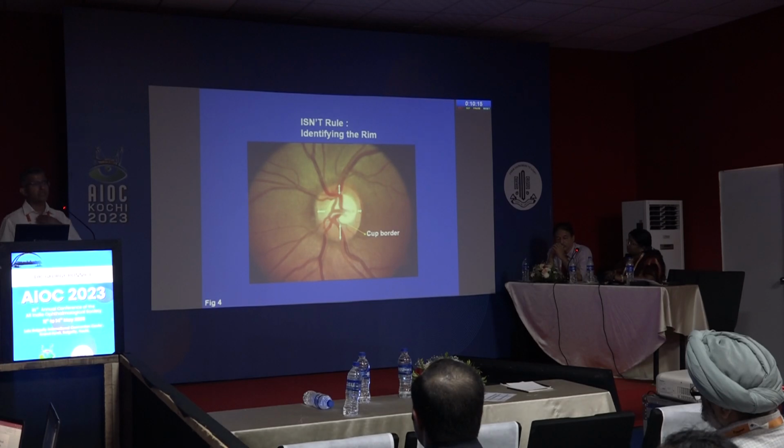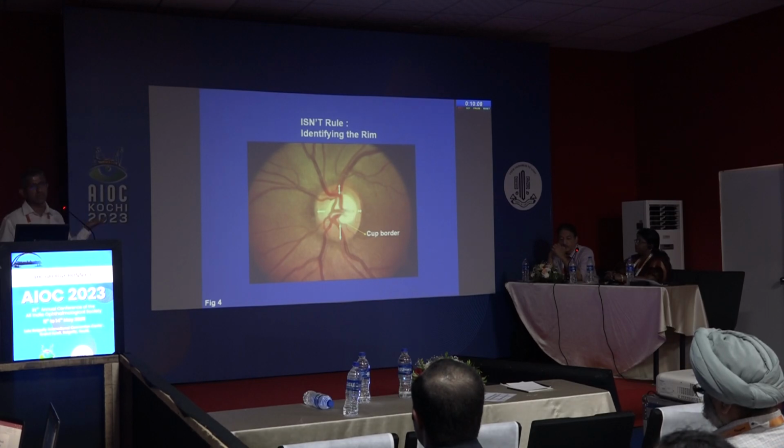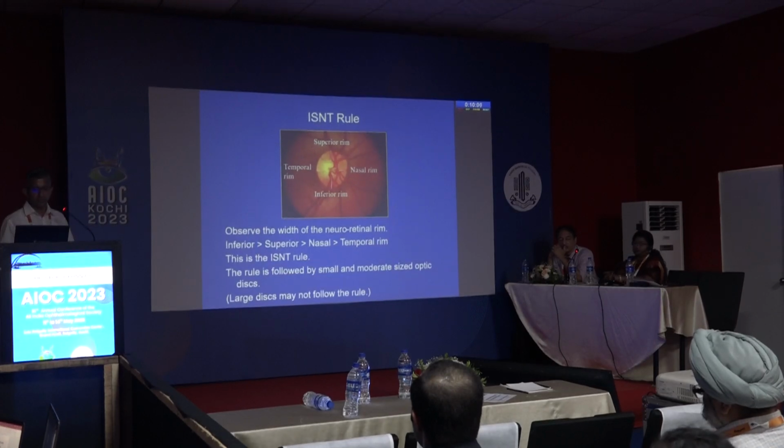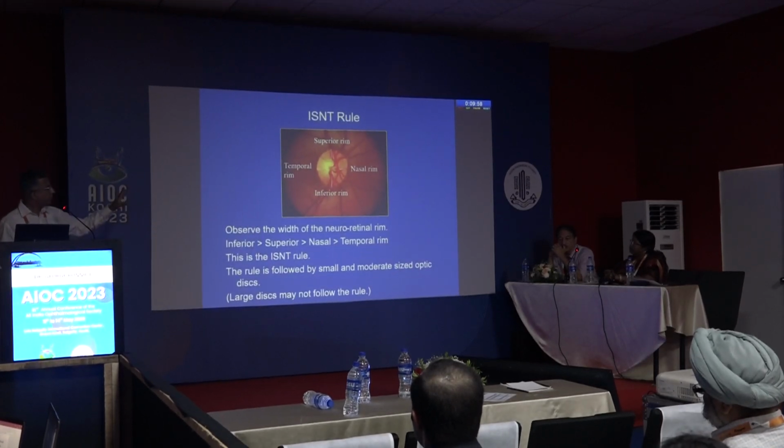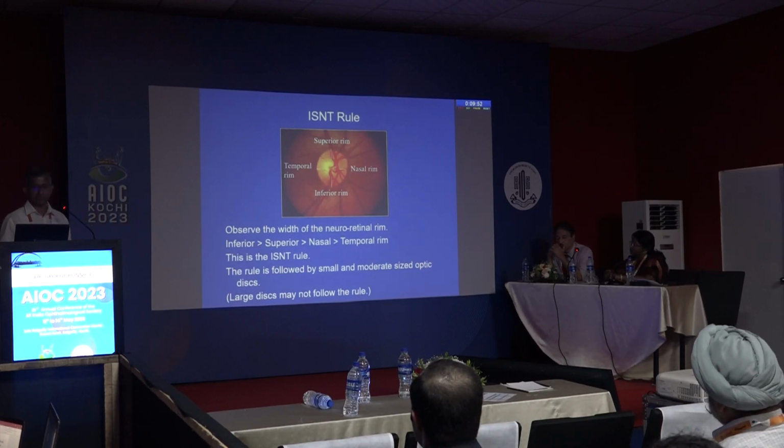The next thing that you look at is how this rim is distributed. What's the pattern? All of you are familiar with this: the ISNT rule. This is the normal, about three-quarters follow this pattern, that the inferior rim is thicker than the superior rim, which is thicker than the nasal, which is thicker than the temporal. And in general, no part of the optic disc will be thinner than the temporal rim. So you will not get even a local area which is thinner than the temporal rim.